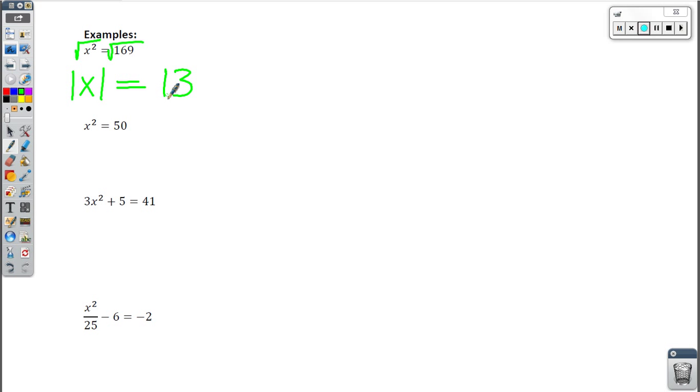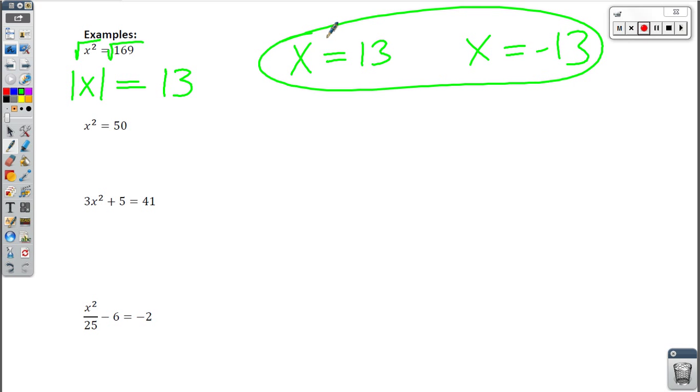Well, then we have to think back to how to solve absolute value equations. If the absolute value of x is 13, what that means is that x could have been either positive 13 or negative 13. So we have one equation where x is positive 13, one equation where x is negative 13, and then we would solve both of those equations, although in this case they're already solved, so we don't have to worry about that. So we get two answers here.